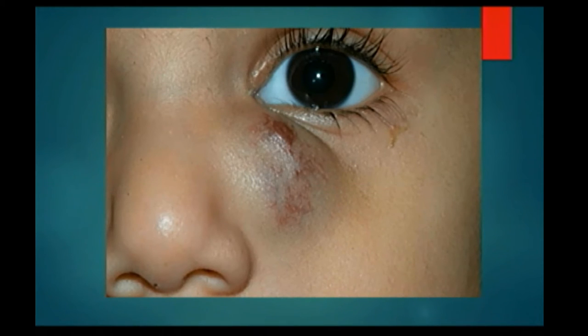So as a child born with this, the top differential would be? Okay, it's more like a capillary hemangioma, because of the vascularization. Okay, and the management? In general, for a capillary hemangioma in a child?